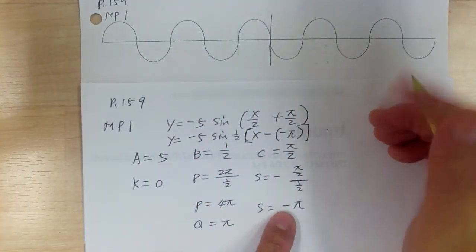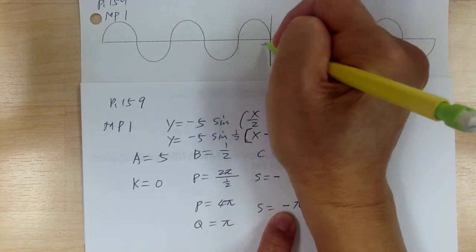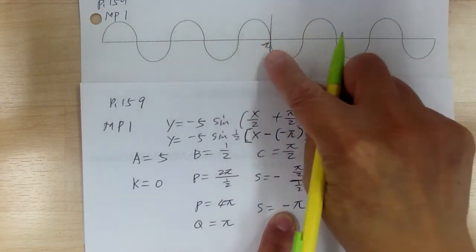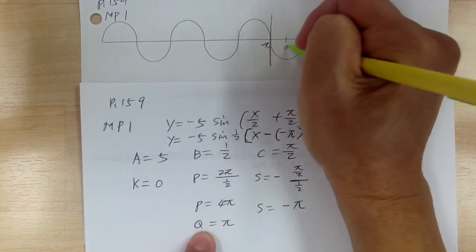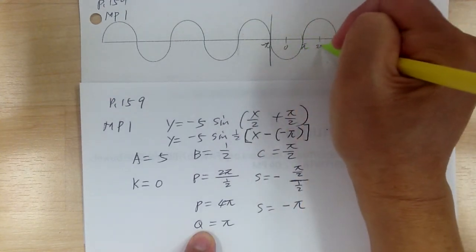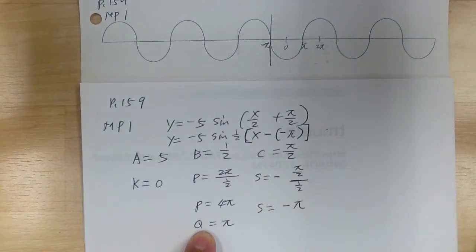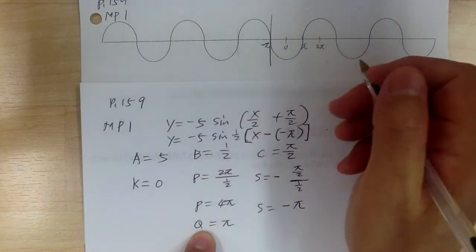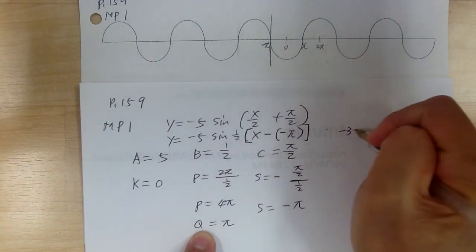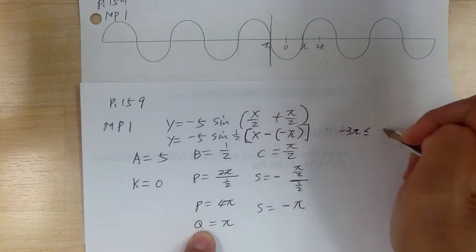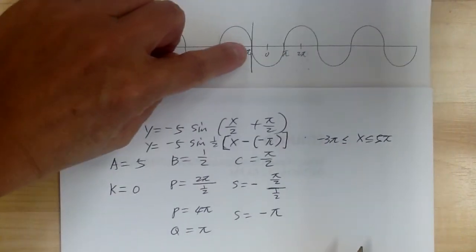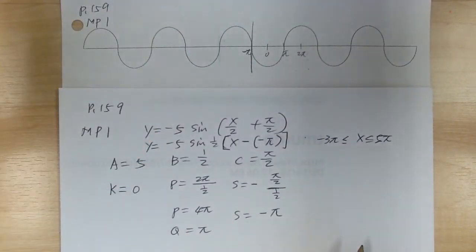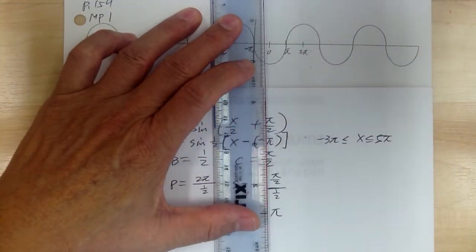And the shift is negative pi, so that means this is negative pi right over here. And the q is pi, so that means this would be the 0, this would be the pi, this would be 2 pi, and so forth. Okay. And we forgot the boundary. We want to go from negative 3 pi to 5 pi. Once we find out where the 0 is right over here, let's go and draw that.